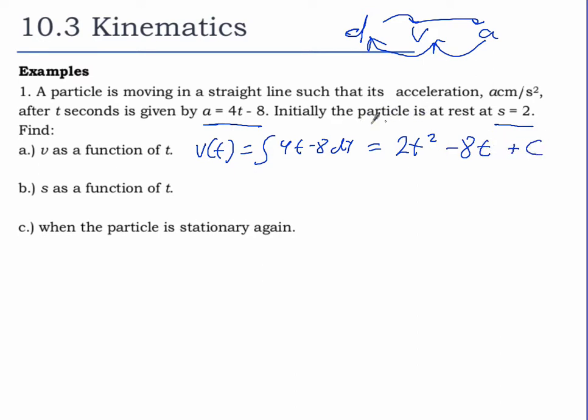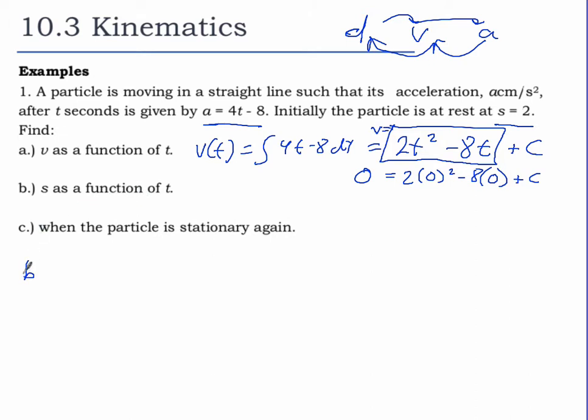So then we can go back and look at the information in the question. It starts at rest, initially at rest, so when t equals 0, the velocity is 0, so basically we can plug that information in and we get c equals 0. So you don't really need the c in this situation. The velocity is simply that.